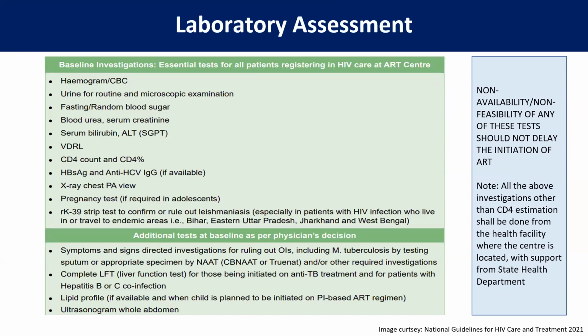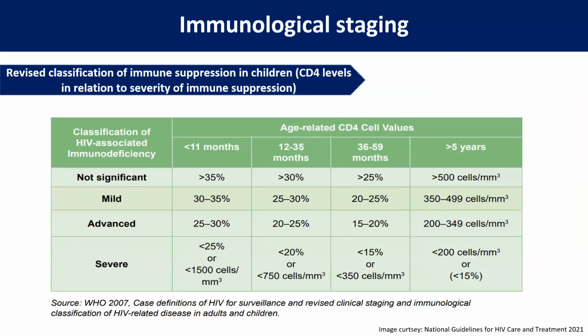You can start ART with whatever things are available, because delaying ART initiation is not advised. It can be detrimental for the child's condition. And remember, CD4 is one thing which is supported by NACO. The rest of the things are to be done with the help of the state health department, whatever is available in the hospital. So this is the classification based on the CD4 count and percentage, the immunological classification.